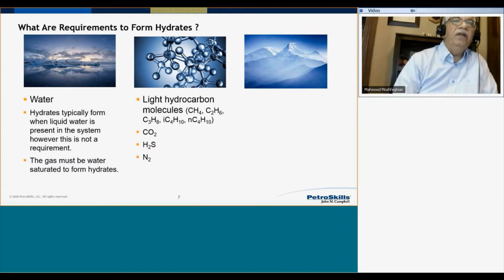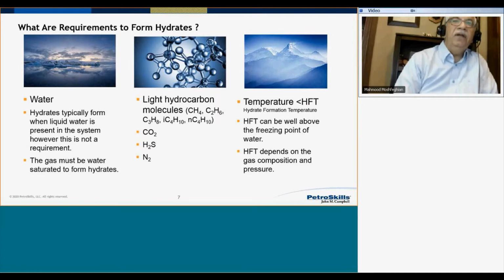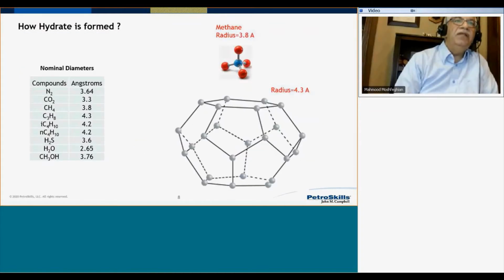And the last requirement is hydrate formation temperature. The temperature should be below the hydrate formation temperature. And normally the hydrate formation temperature is much higher than the freezing point of water. Also, HFT depends on the gas composition and pressure. And sometimes instead of gas composition, we use molecular weight. And we're going to look at some correlations for hydrate formation temperature as well.